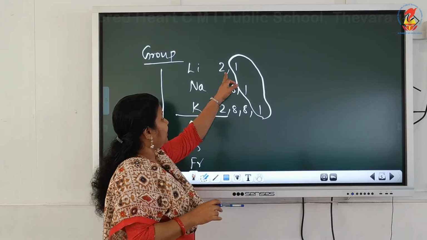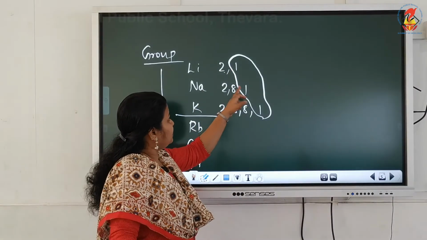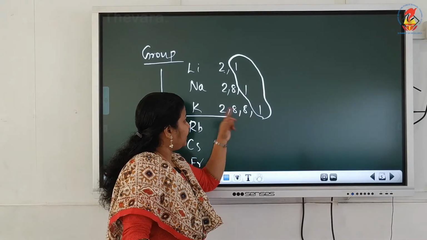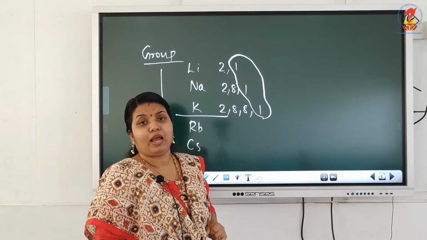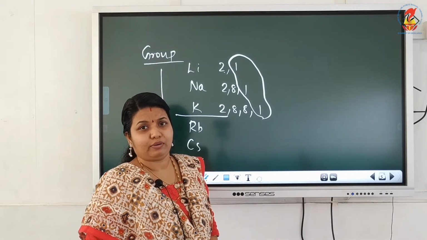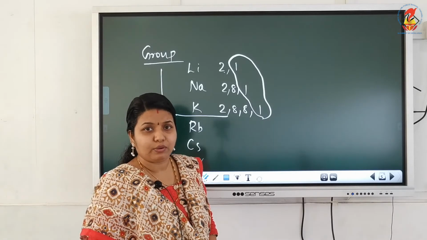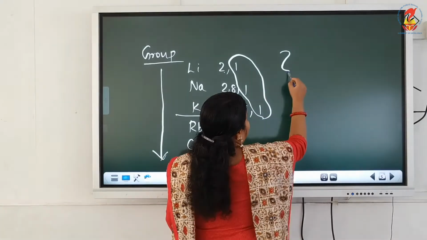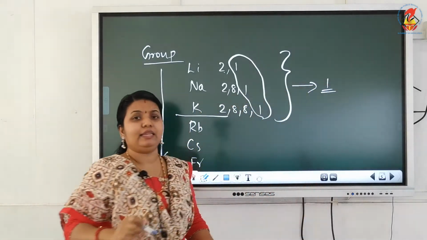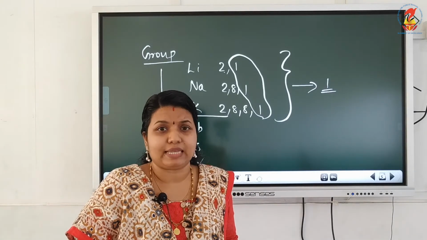If lithium is losing 1 electron, it will get the configuration of helium. If sodium is losing 1 electron, it will get the configuration of neon. If potassium is losing 1 electron, it will get the configuration of argon. All these elements have the same number of valence electrons, so the same number of electrons has to be lost to get the configuration of the nearest noble gas. So what is their valency? 1. So it means that in a group, valency remains the same.